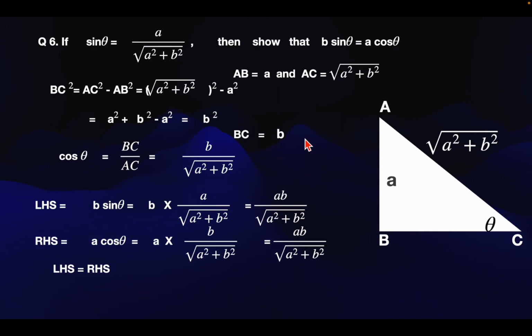Now we know sin theta, let's find out cos theta. Cos theta is adjacent upon hypotenuse. So here is theta, the adjacent side is this: b upon root A square plus B square. Now you found out cos theta. This is sin theta, already given. Now take the LHS, substitute sin theta from here. You get this value. Take the RHS, substitute cos theta from here. You get this. Both are equal. So this shows that B sin theta is equal to A cos theta.